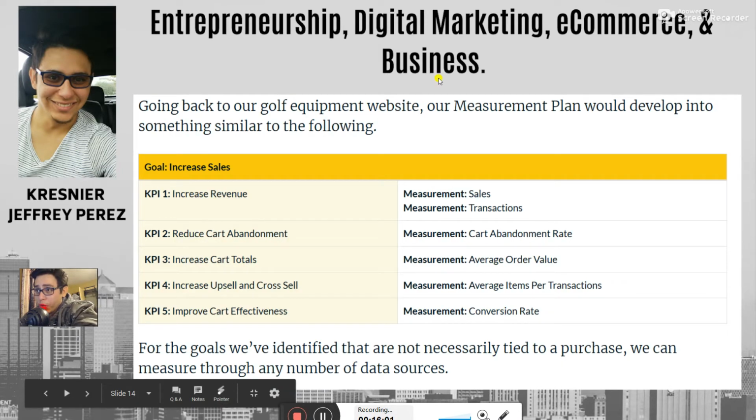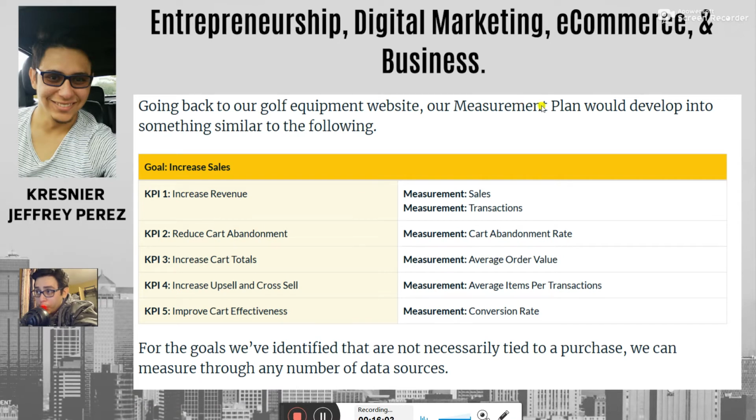So going back to our golf equipment website, our measurement plan would develop into something like this. So these are the goals, right? So we went from objective to goals. So this is one goal from the objectives. So we increase revenue, and these are the KPIs, of course. Goal to KPI: increase revenue, reduce cart abandonment, increase cart totals, increase upsells and cross sells, improve cart effectiveness.